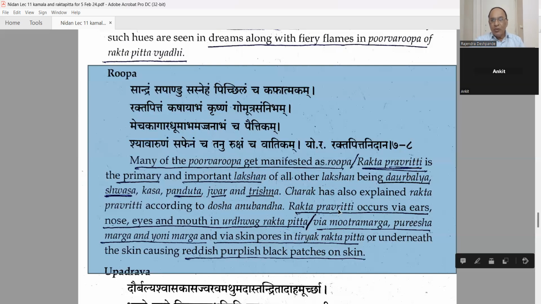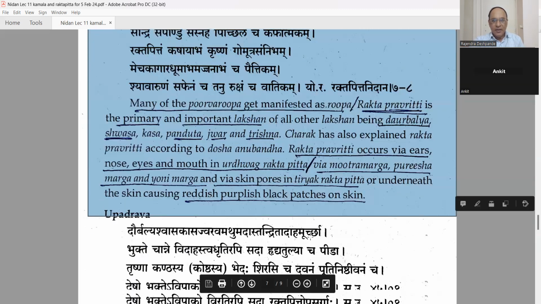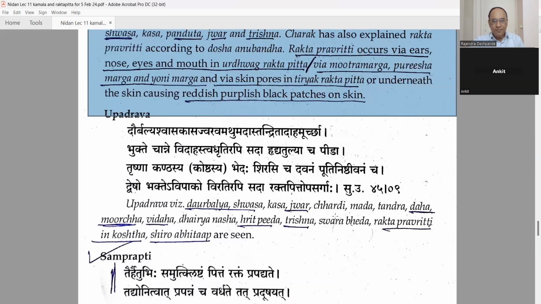Rakta Pravrutti occurs through the ears, nose, basically the nose, that is epistaxis, eyes, then mouth in the Urdhva Raktapitta like hematemesis, I have already mentioned, hemoptysis, through the Mutra Marga, that is hematuria, Purisha, per rectal bleeding, and Yoni Marga, through vagina, through the skin pores in the Tiryaka Raktapitta and underneath the skin causing reddish, purplish, black patches on the skin. Remember this thing. Now we will talk about Upadrava.